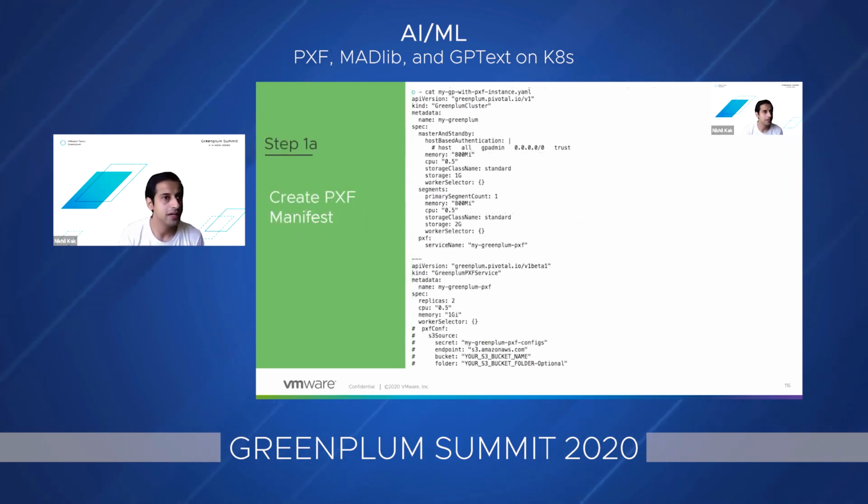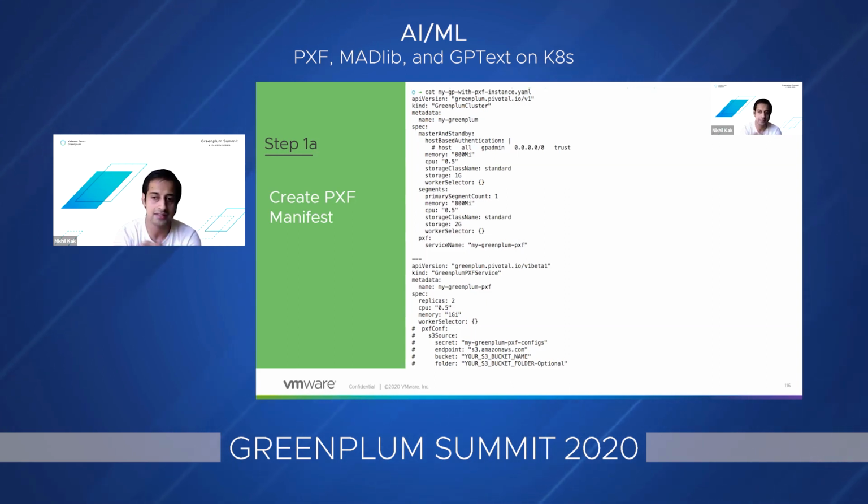When you create your Pxf manifest file, there are two sections to it. One is the Greenplum cluster itself, and it's a YAML file. The Greenplum test cluster tells you that you have a master and standby, and how you want to configure your master and standby. You say, I want this much memory, this much CPU, this much storage. For your segments, you say how many segments you want. Here, the primary segment count is 1, so we'll only get 1 segment, but you could horizontally scale it to have as many as you want. You can also specify your CPU, your memory, your storage, and other things.